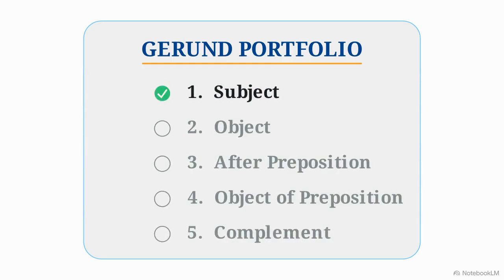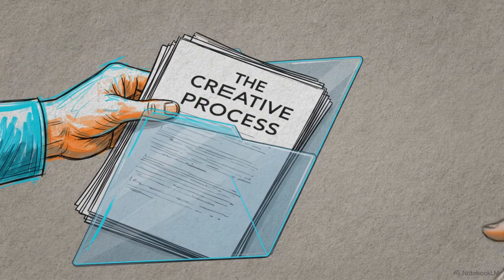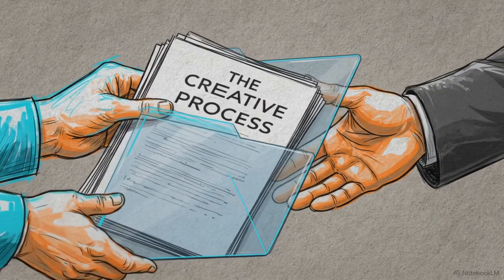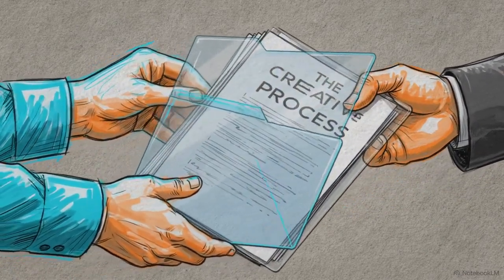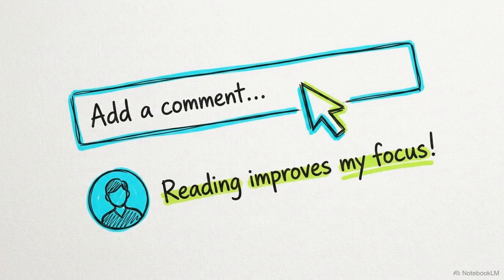Look down at your paper. You have just constructed 5 distinct, grammatically correct sentences. You have mastered the gerund as a subject, an object, after prepositions, as the object of a phrase, and as a complement. These 5 structural patterns are now successfully integrated into your writing toolkit, securing your foundation for fluent English.